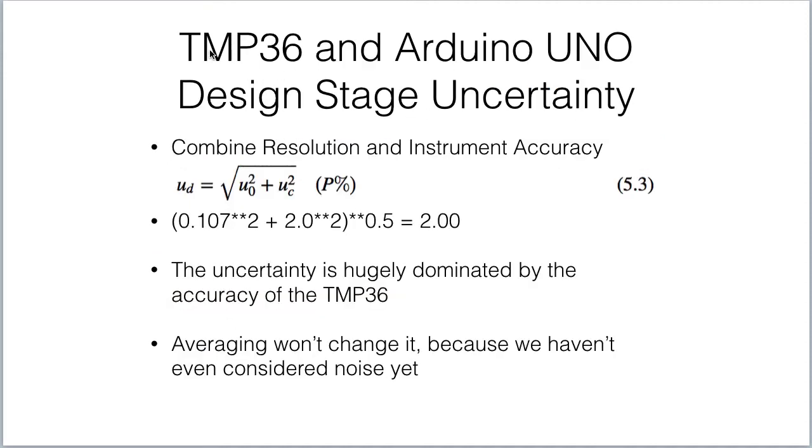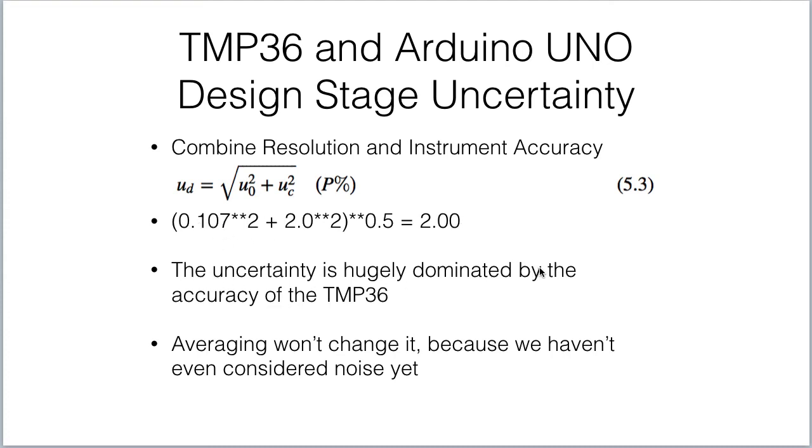And so if I wanted to say I'm going to take a TMP36, I'm going to plug it into an Uno, and I'd like to know at the design stage with no calibration, what sort of uncertainty do I expect? Well, my design stage uncertainty will be my resolution uncertainty plus my instrument uncertainty, both squared and then the square root. And if I take my 0.1 degrees Celsius for the resolution uncertainty and 2 degrees Celsius for the sensor uncertainty, the instrument uncertainty, take the square root, I'll still wind up with a value of about 2 degrees Celsius. So the resolution is having very little effect.